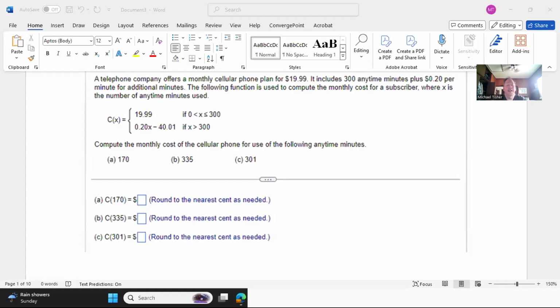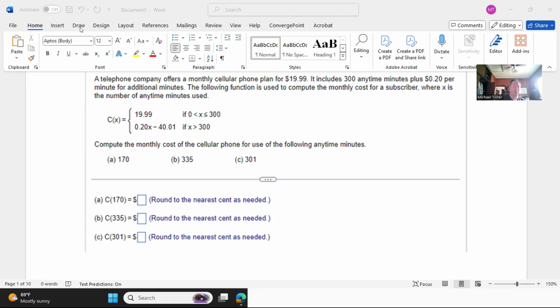Hello, everybody. Today we have this problem that says a telephone company offers a monthly cellular phone plan for $19.99. It includes 300 anytime minutes plus $0.20 per minute for additional minutes. The following function is used to compute the monthly cost for a subscriber, where x is the number of anytime minutes used. Now, this function that we have here is called a piecewise function.